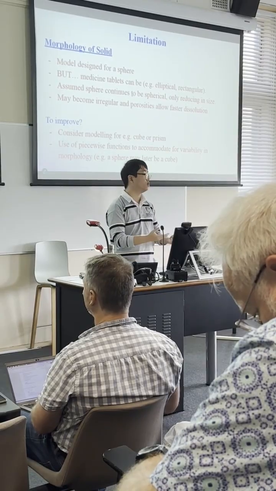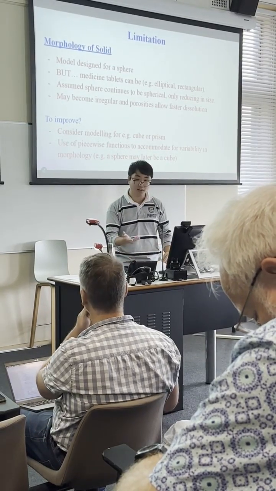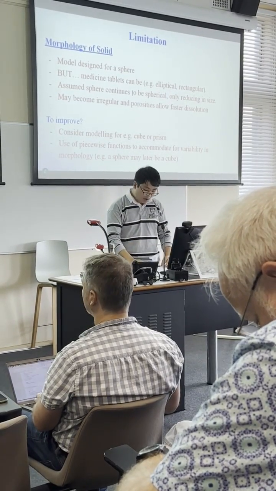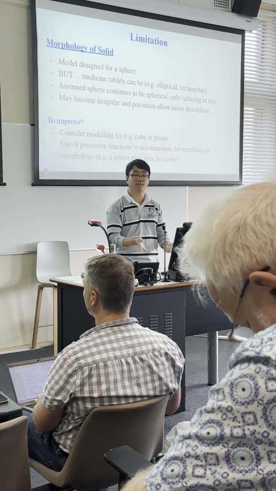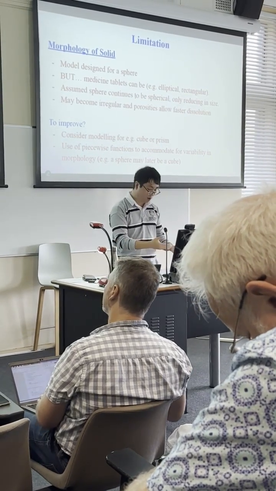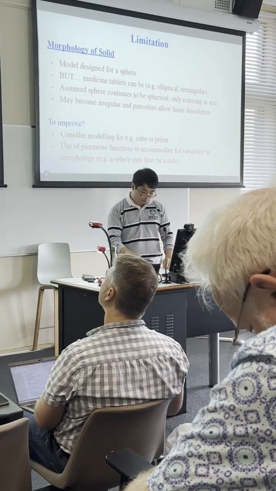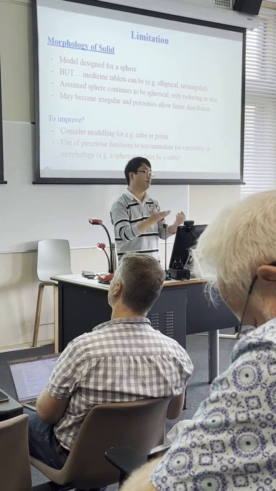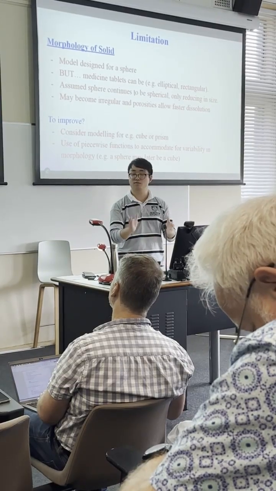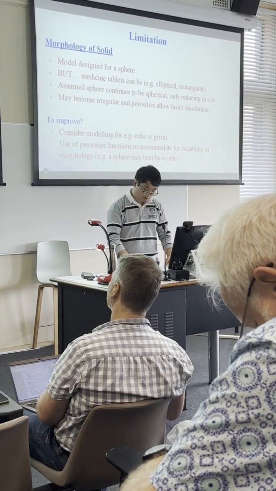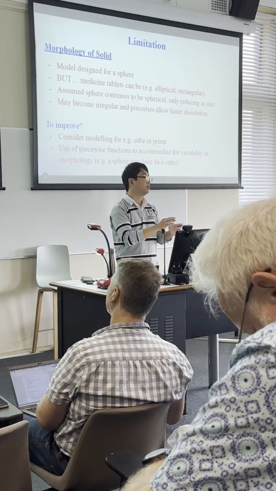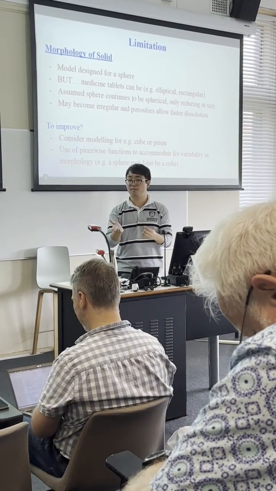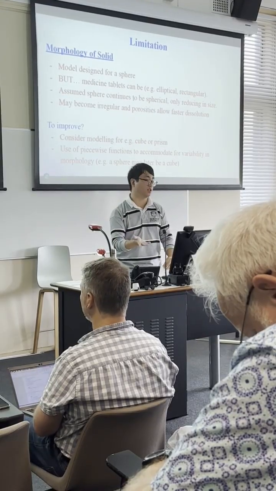To improve, we could consider developing models for other 3D shapes, such as a cube or prism. We could also consider using multiple functions to model the morphology of the solid. For example, a sphere may later turn into the shape of a cube. So we could use a piecewise function for a sphere initially, but then after some time we could change the formula to a formula for a cube, for example.